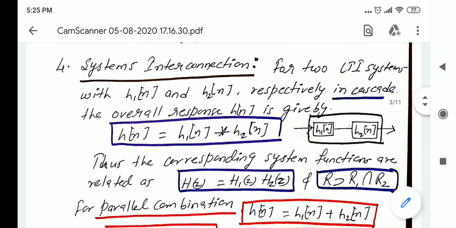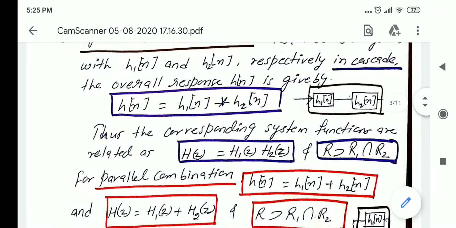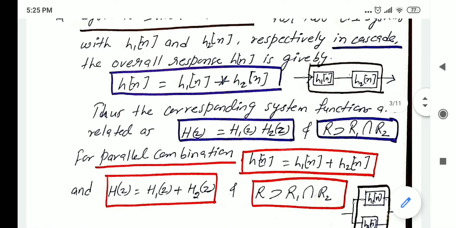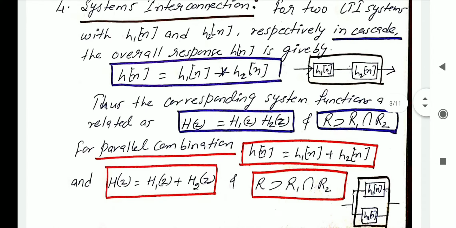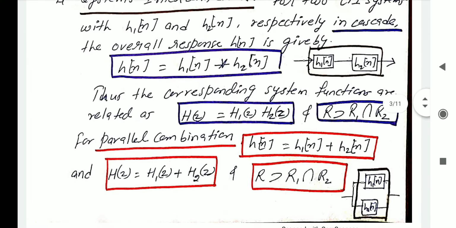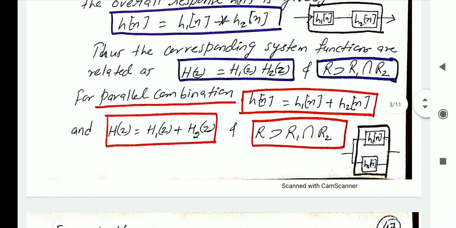In that case, the overall response h[n] is given by h1[n] convolution h2[n], and thus the corresponding system function is related as H(z) equals H1(z) H2(z). The system function will be simply H1(z) H2(z), and the ROC is R1 intersection R2.